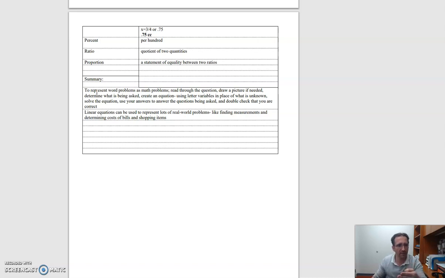And when you look at the example in the summary, she wrote, to represent a word problem as a math problem, read through the question, draw a picture if needed, determine what is being asked, create an equation, using a letter variable in place of what is unknown, solve the equation, use your answer to answer the question being asked, and double check that you are correct. As you can see, she's making a very good summary of what she needs to do and what she has to focus on in order to be able to succeed in this section.